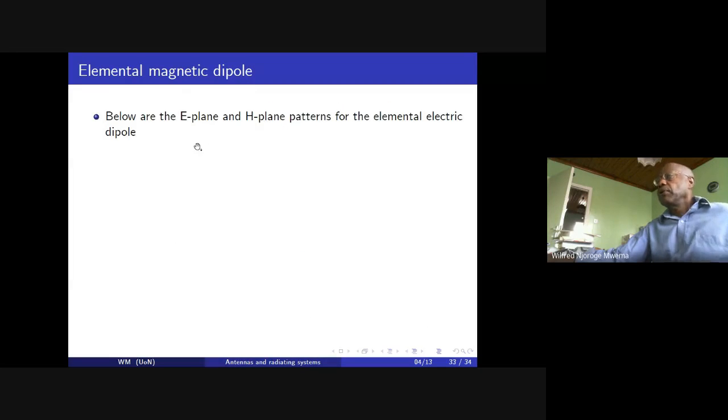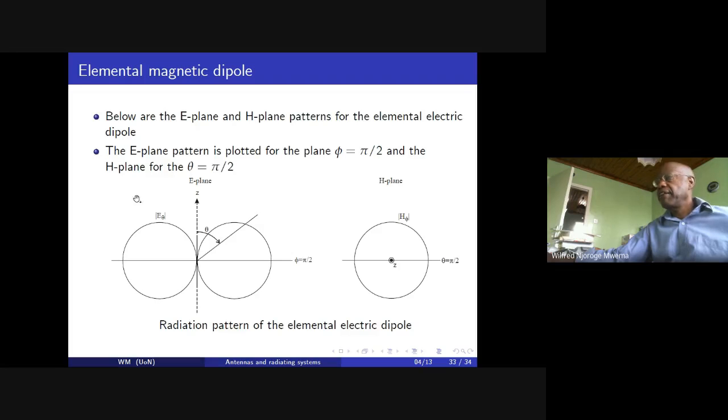So below are the E plane and the H plane patterns for the elemental electric dipole. The E plane is the plane containing the electric field, and the H plane is the plane containing the H field. And therefore, for the E plane, that is the Z direction, the E theta varies, or is distributed in space, as a circular value. It has constant amplitude, but it goes round like a circle. It's like we have just cut a cross section along that.